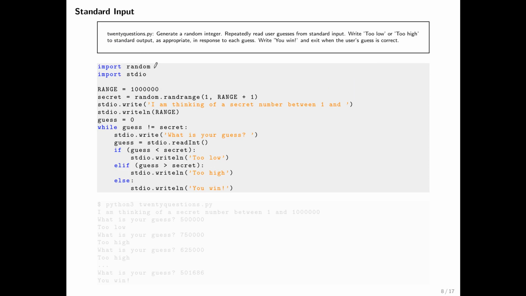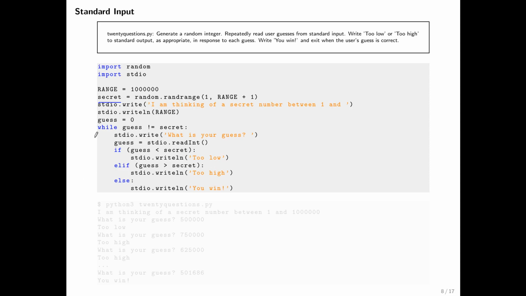So we import a couple of modules, random and stdio, and then range is set as a constant to a million, right? And then the computer is going to generate a random number called secret from the range 1 through a million, right? And this is the secret that the user is supposed to guess. And the computer goes about printing a message saying that I'm thinking of a secret number between 1 and range, which is a million.